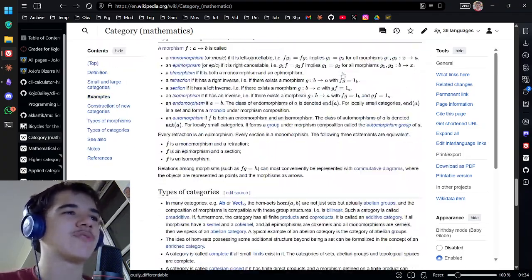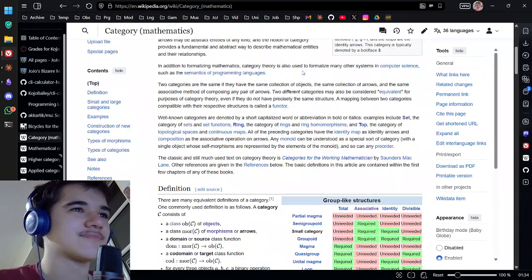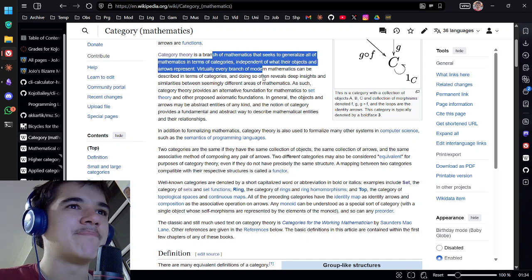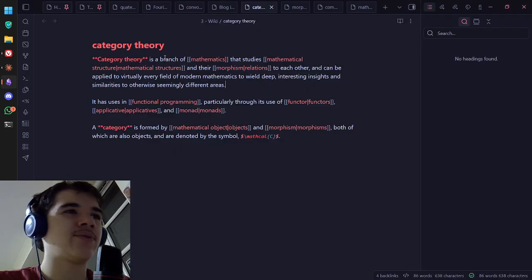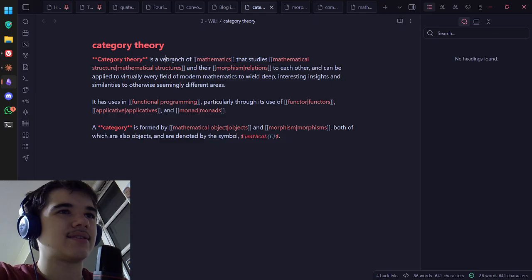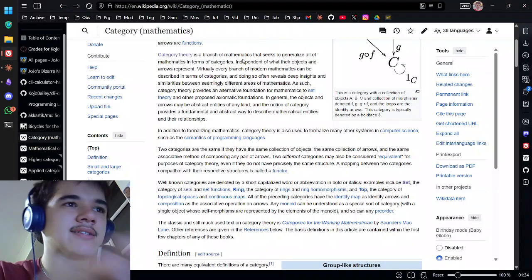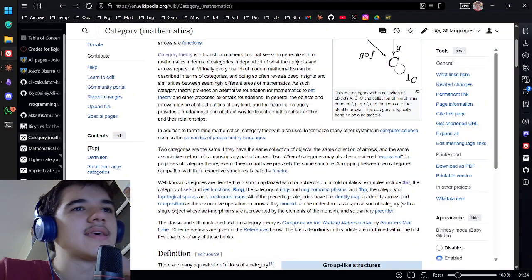Why does this page have so much more information on category theory than the category theory page? Yeah, abstract ways to describe mathematical entities. Category theory is a branch of mathematics that studies mathematical structures and their morphisms to each other, and can be applied to virtually anything. It studies things very abstractly. Abstraction is just so cool.